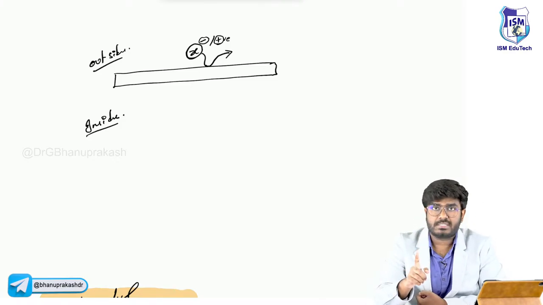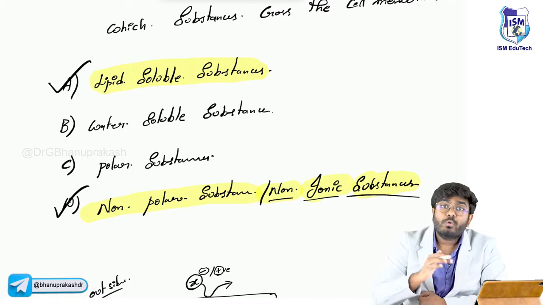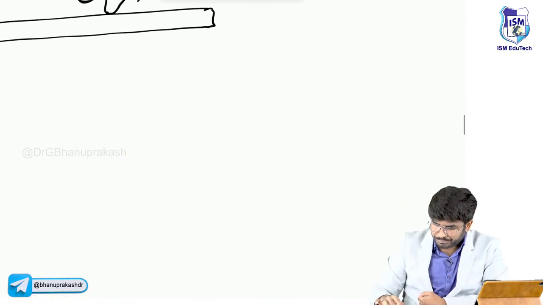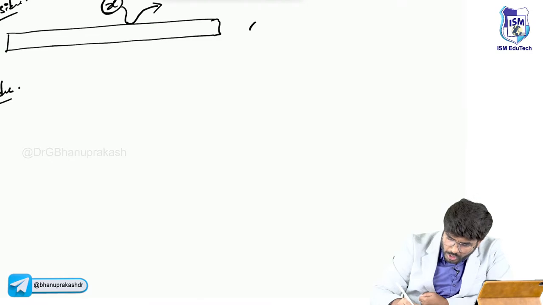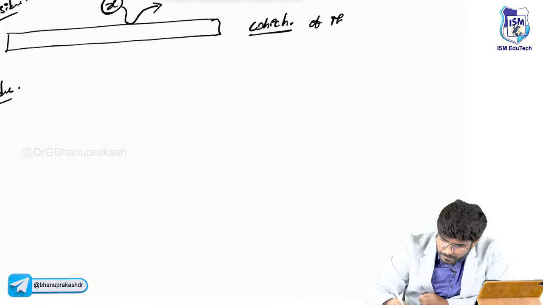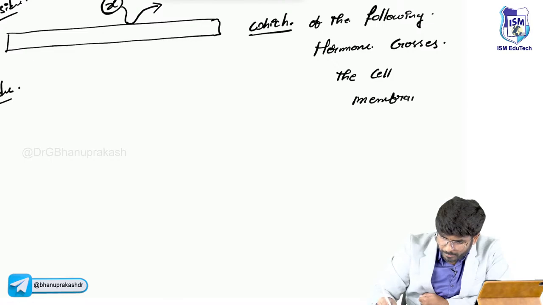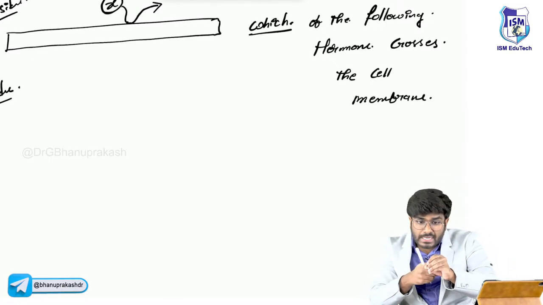So, ionic substances are not able to cross the cell membrane. So, this is the answer, sir. Lipid soluble and non-ionic substances will cross the cell membrane. The question which was asked in the recent exam, sir, is: which of the following hormones crosses the cell membrane? So, which hormones can cross the cell membrane?